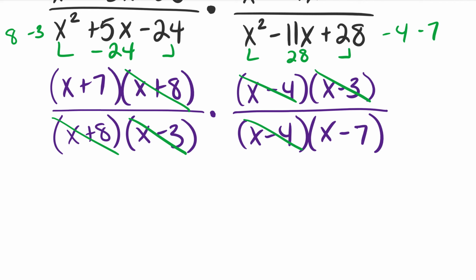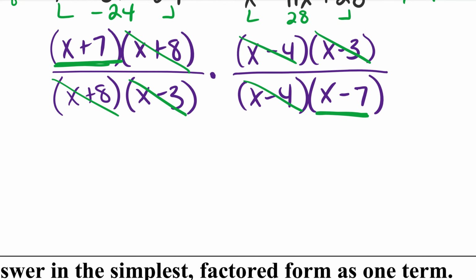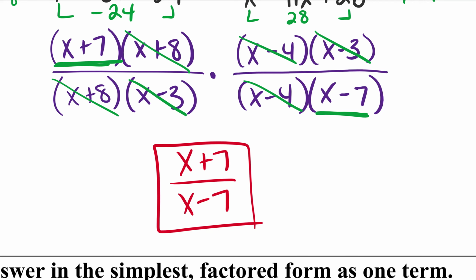But lucky for me, look at this. I have x plus 7, x minus 7. Because they're not the same, I cannot cross them off, but that's the only thing left. That's my entire answer. So x plus 7 on top, x minus 7 on bottom, and that is my answer.